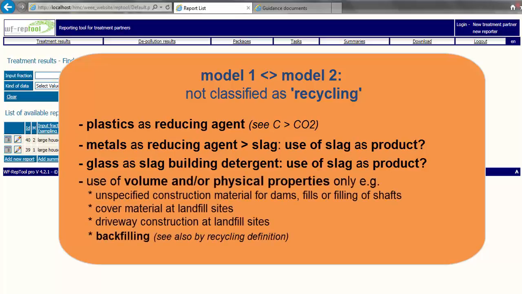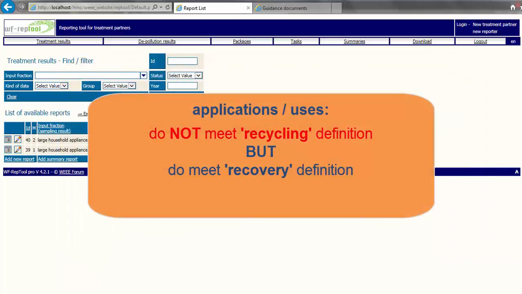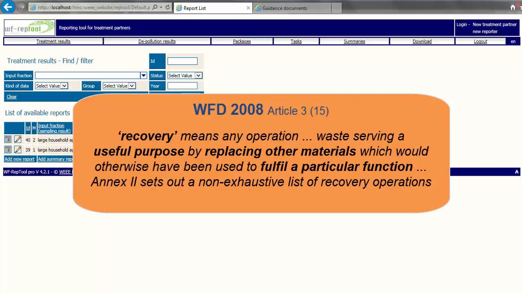The use of only the volume and/or the physical properties of the waste fractions, like an unspecific construction material for dams, fills and filling of shafts, as cover material at landfill sites, or for driveway construction at landfill sites, is out of the recycling definition, as it is backfilling, e.g. in salt mines, by the recycling definition. These applications do not meet the recycling definition, but they do meet the recovery definition as waste fractions, as they are being used for a useful purpose and do fulfill a particular function.